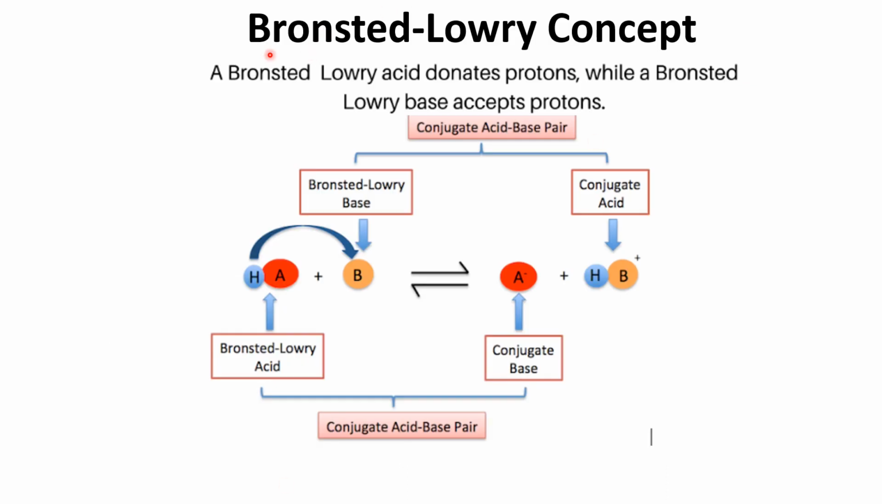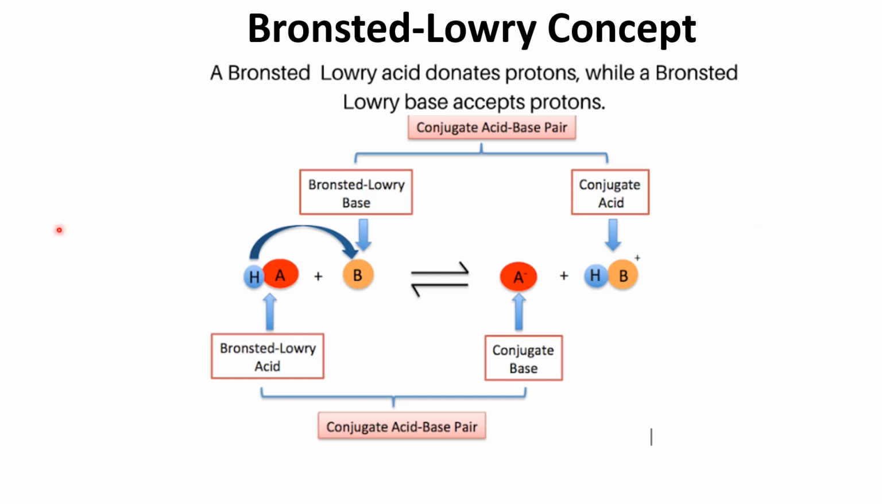Before going into the details of the reaction of acid and base, first of all, we need to understand the Bronsted-Lowry concept. According to the Bronsted-Lowry concept, an acid is one which donates protons and a Bronsted-Lowry base is one which accepts protons. Now, what is the meaning of proton? Proton means H+, hydrogen having a positive charge.